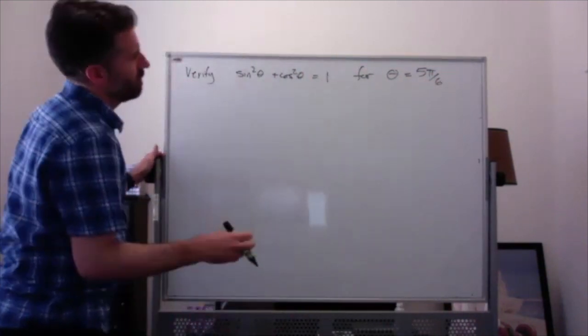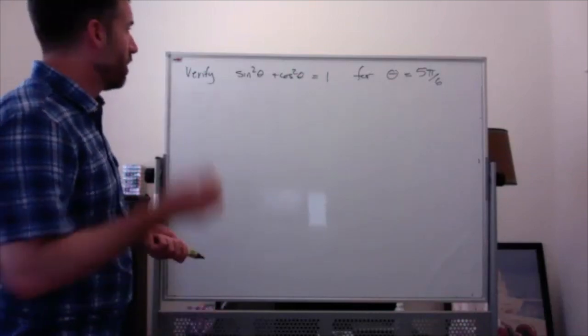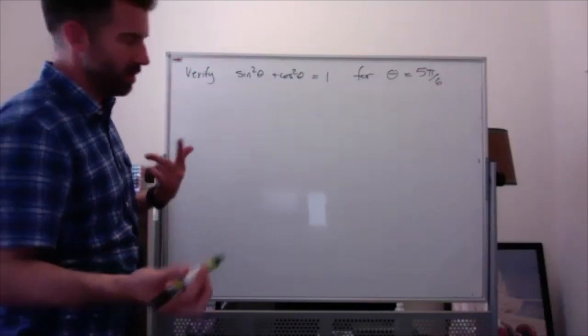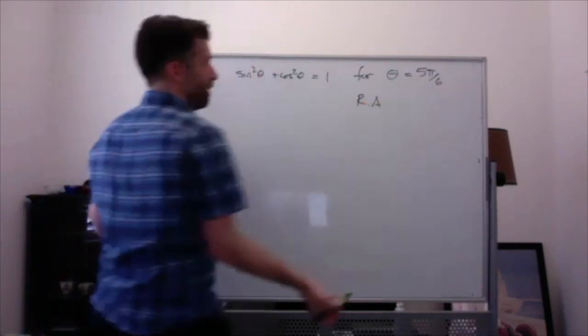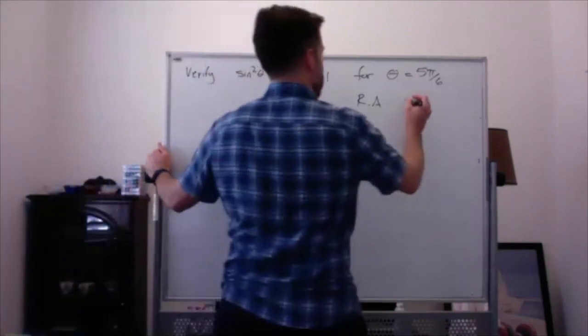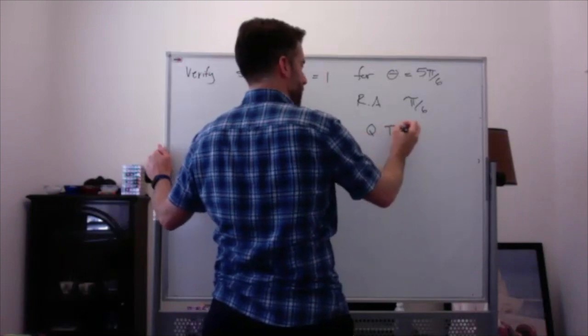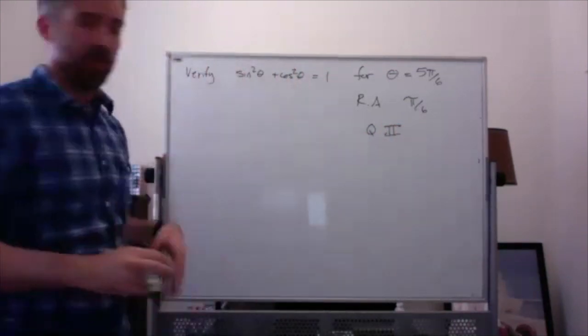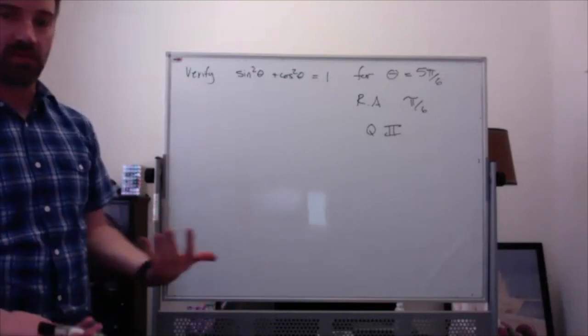Okay. So just to point out something I've been doing that maybe I haven't explained very well. I'll do it after this problem. So the reference angle for 5 pi over 6 is pi over 6, and the quadrant is quadrant 2. So I know my cosine value is going to be negative, my sine value is going to be positive.